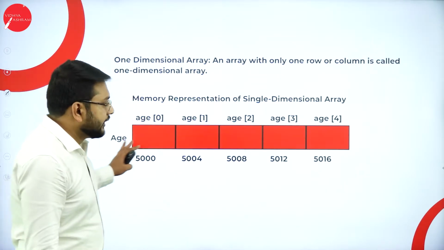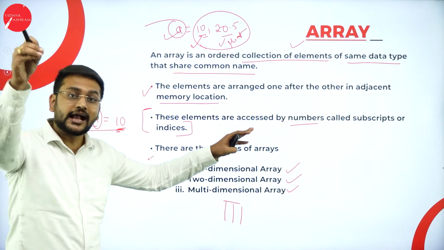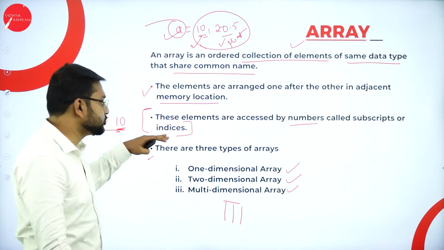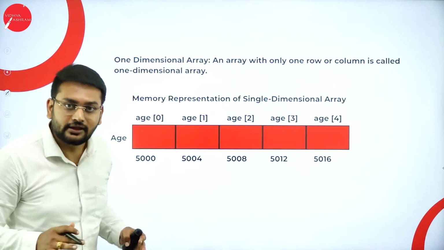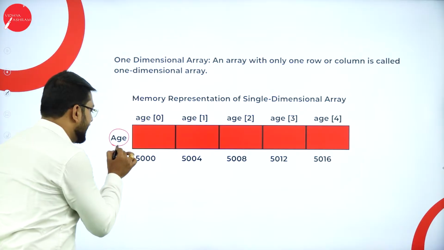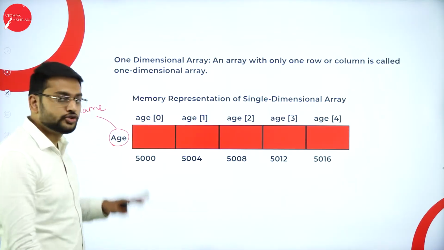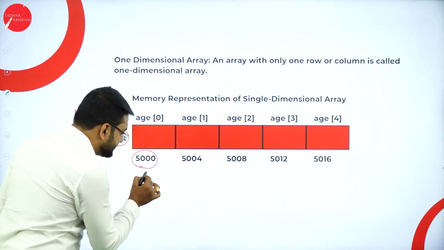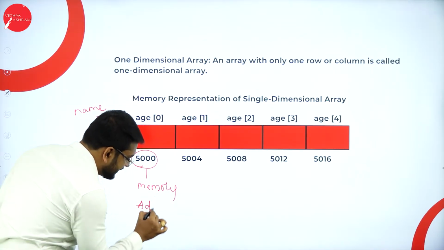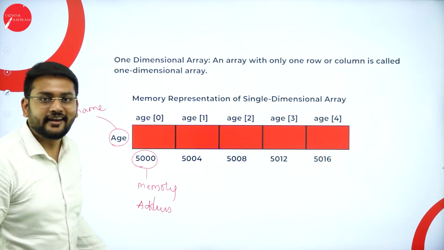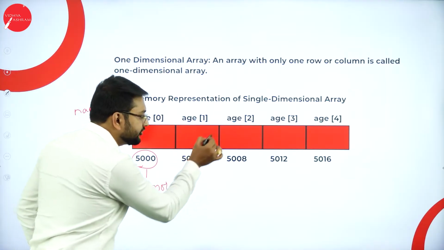Now, guys, I asked you to remember this point, subscripts. You will be accessing the element with the help of the subscripts or indices. What is that? Please observe, this is how my array looks. What is this age? Age is the name of the array that I have given. So what is this 5000? This is the memory address. This is the memory address of this location.